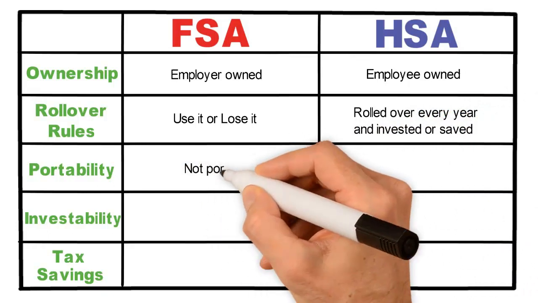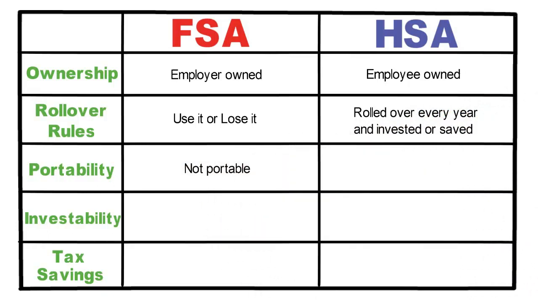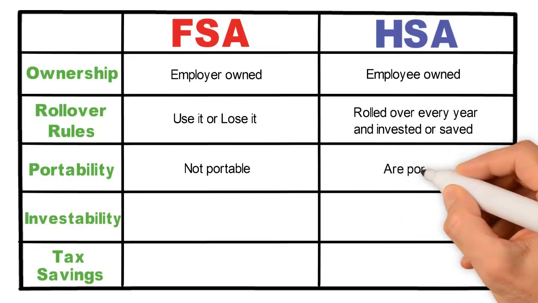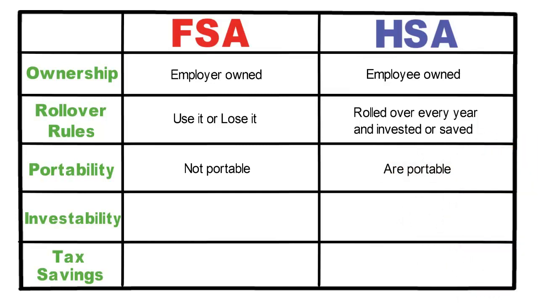Portability. FSAs are not portable. If an employee leaves their company, they forfeit the remaining assets. HSAs are portable. It is owned by the employee and can be rolled over to another HSA account.